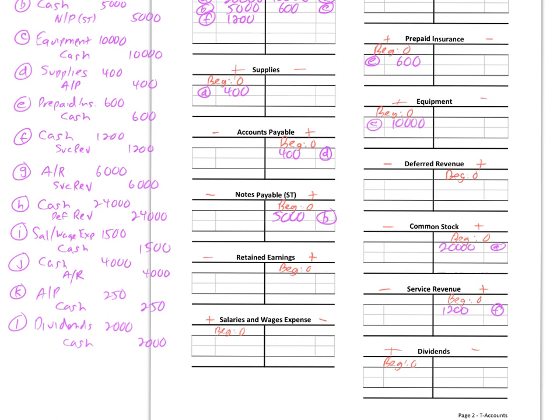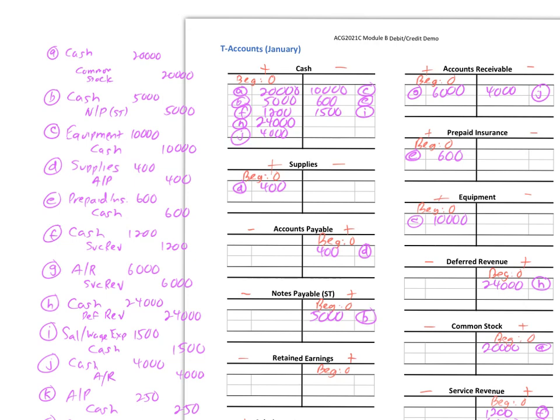So let's do now G, H, I, and J. I'll pause the video, you do them. You pause the video yourself too, and then we'll enter them in and we'll review them. And here is G, H, I, and J.